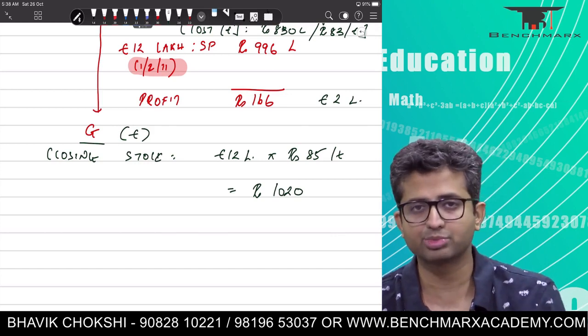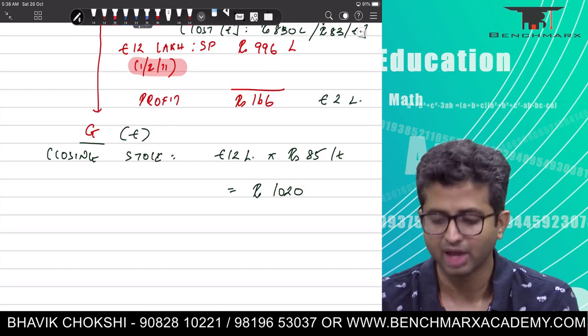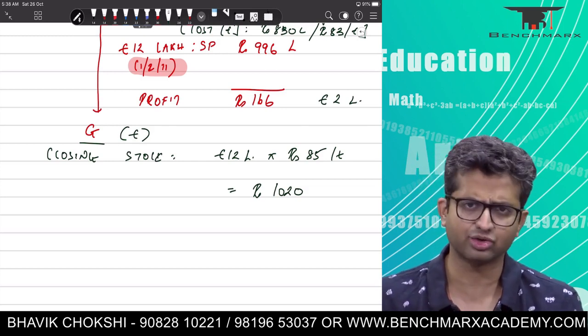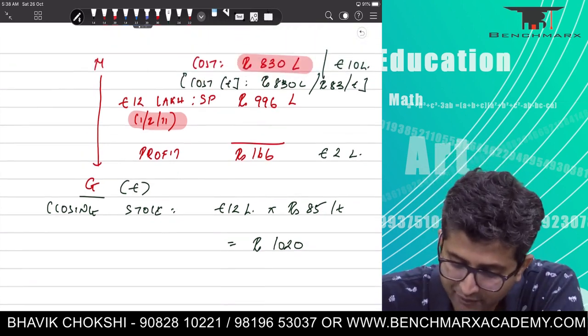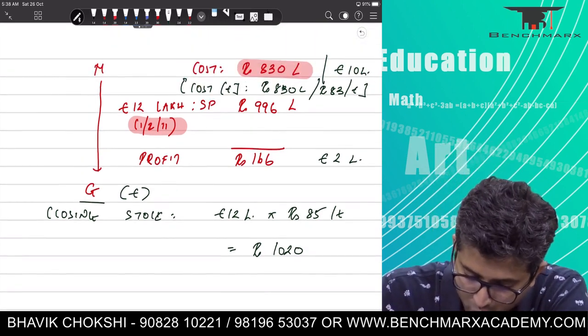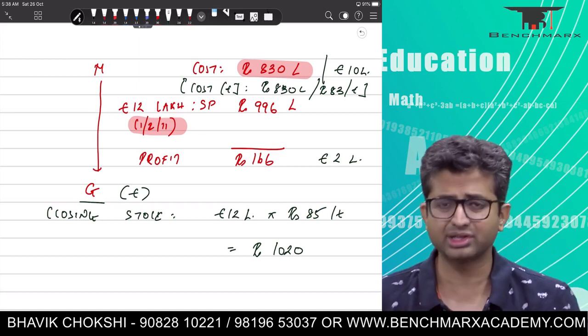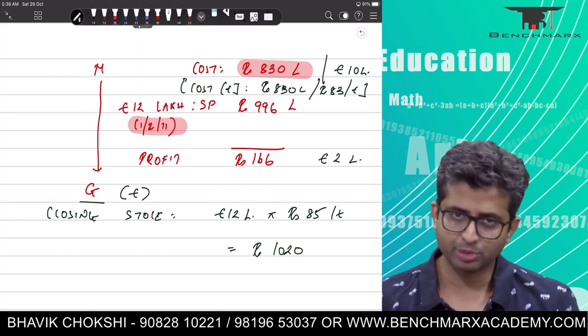Why? Because this is a sale which is made by the parent to the subsidiary, and hence, if there is any unrealized profit, the unrealized profit on this should be eliminated. So, what will be the unrealized profit? Well, the parent must have recorded around 166 rupees of profit already, and hence this 166 should be eliminated.